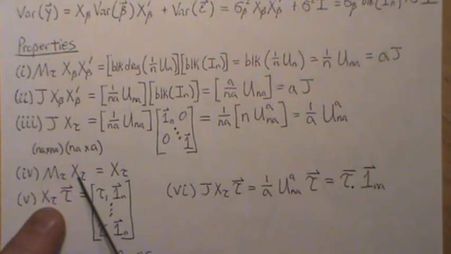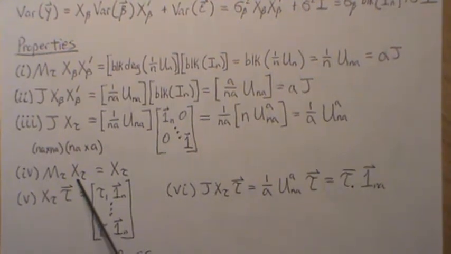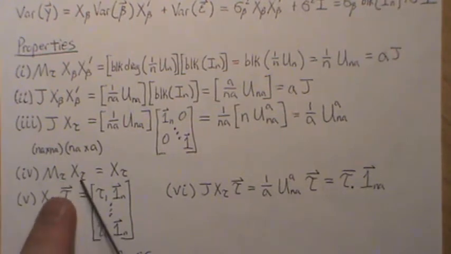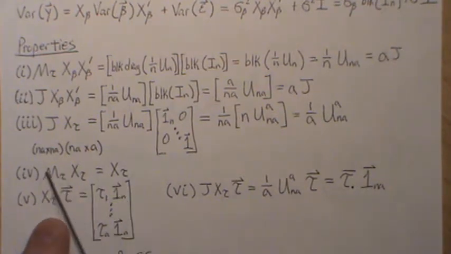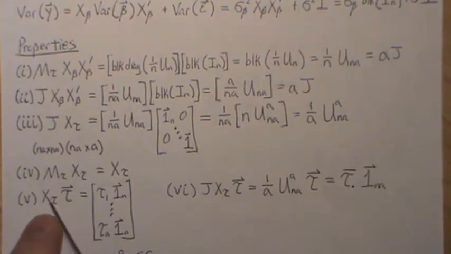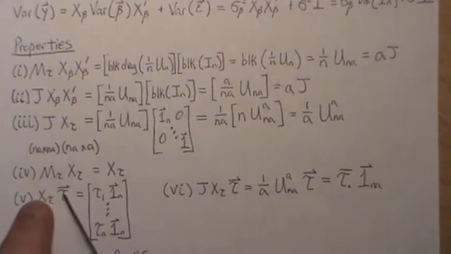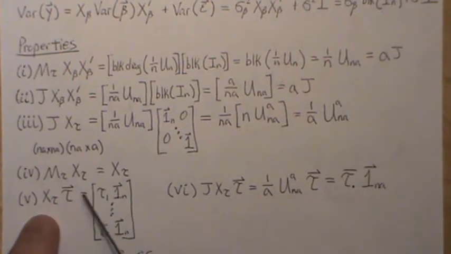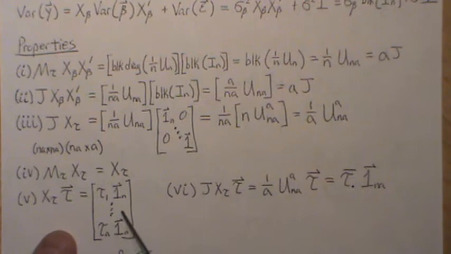Now remember, X tau is in the column space of X tau, and M tau projects everything down into the column space, so we get it back. That's the property of a perpendicular projection matrix. Now here, the format of X tau times this tau vector, it picks off the 1 and then picks off the 1, and so we get tau 1 n times, and then we get tau 2 n times, and then all the way to tau a n times.